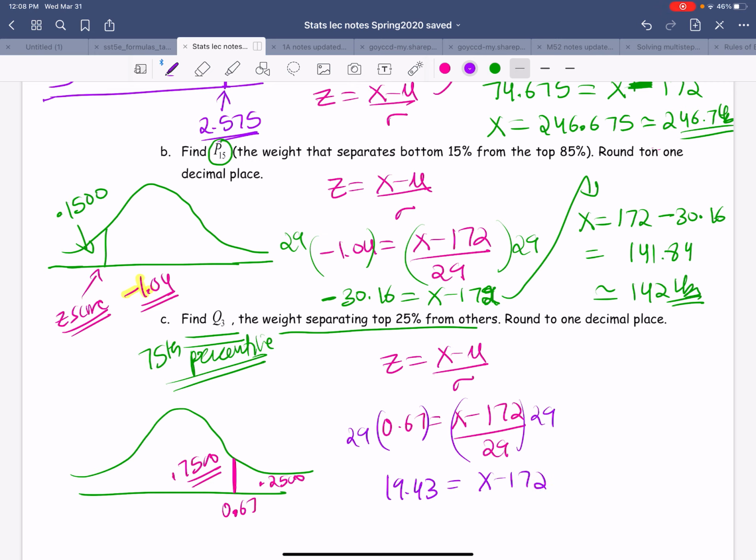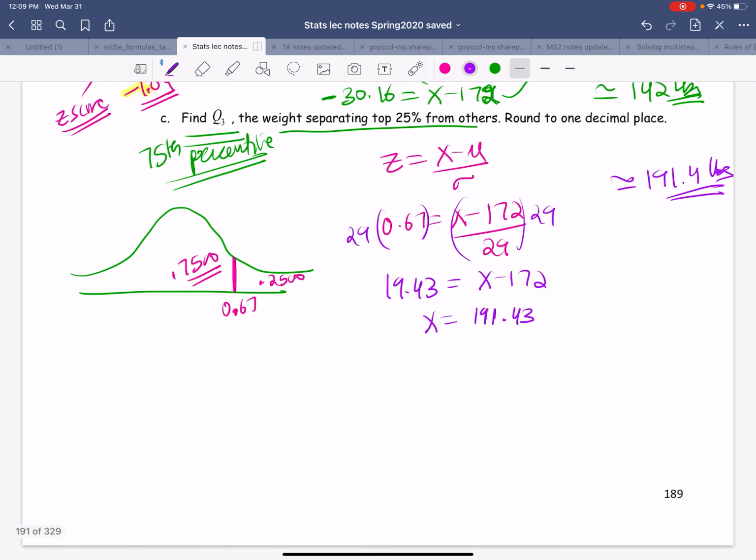equals x minus 172. X turns out to be 172 plus 19.43, that's 191.43. So approximately 191.4 pounds. So this is the weight that separates the lighter 75% of men from the heavier 25% of men. Okay.